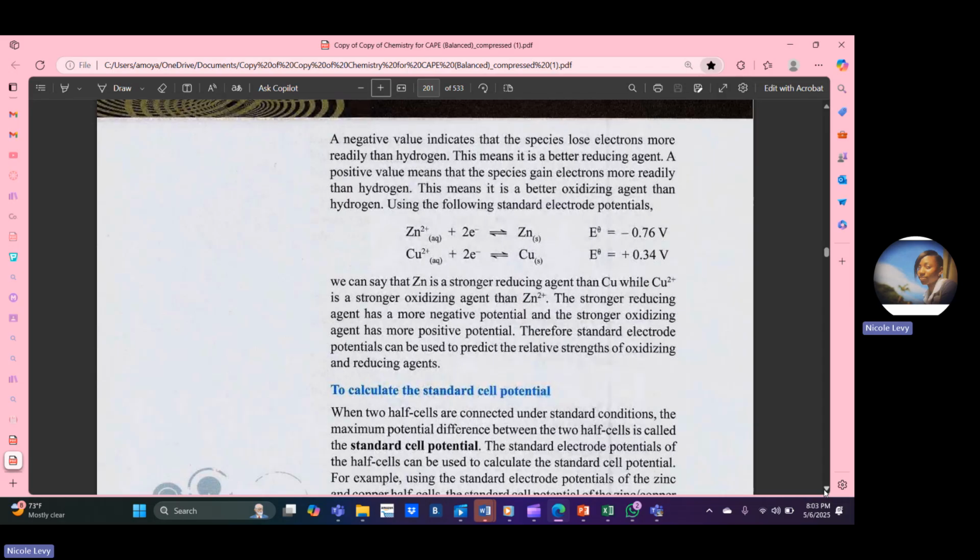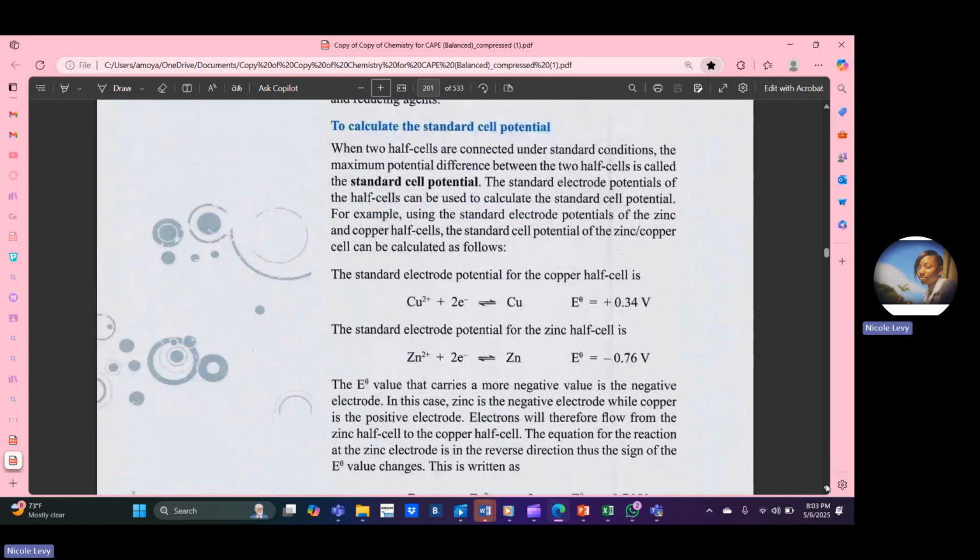So using the following standard electrode potential values, we have it for zinc, we have it for copper. We can say that zinc is a stronger reducing agent than copper because its value is more negative, and then copper now would be a stronger oxidizing agent than the zinc because its value is more positive. So the positive one is a stronger oxidizing agent, the more negative one is a stronger reducing agent.